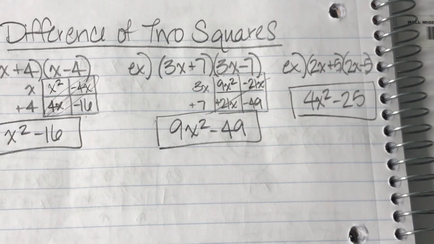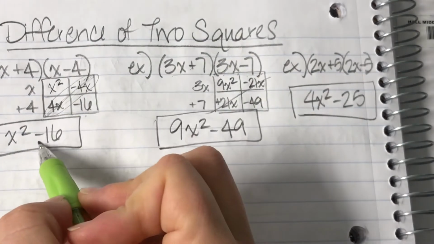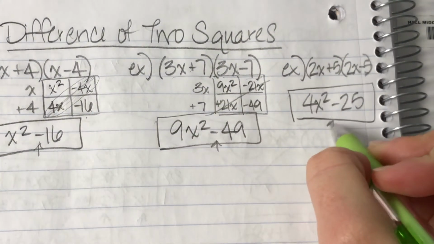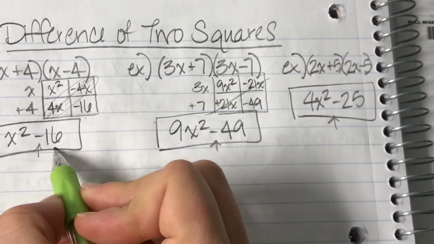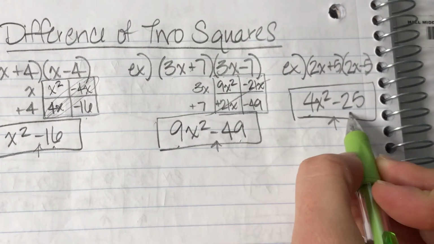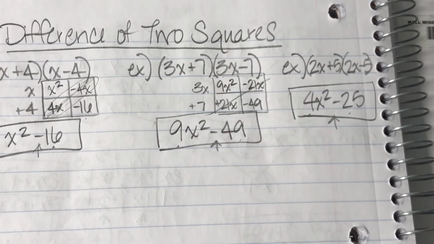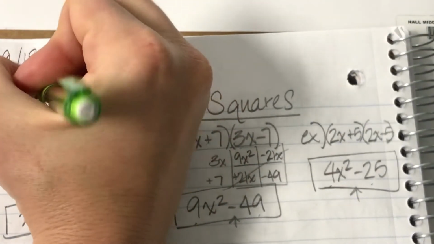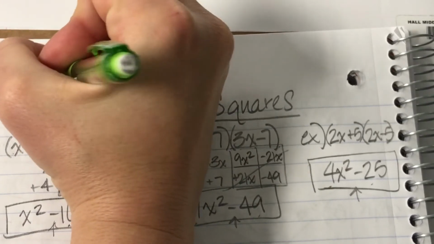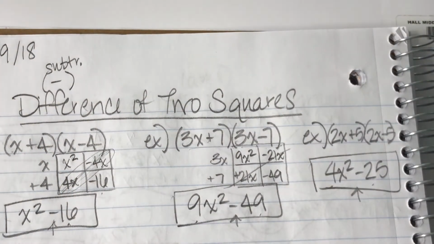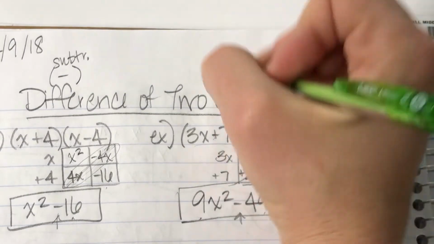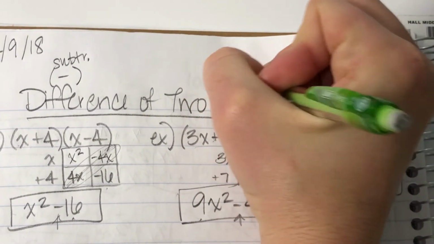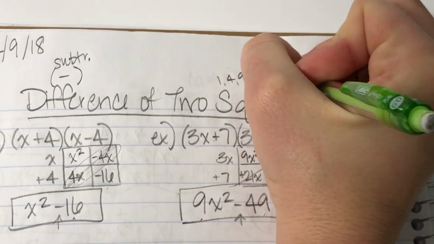Mia, what are you thinking? Well, what does difference mean in math? Do you notice how all of my products have subtraction in them? And when it says squares, what do you notice about 16, 9, 49, 4, and 25? Let's write this down. Difference means it's got to be subtraction. And then squares, we're talking about the perfect squares: 1, 4, 9, 16, 25, 36, 49.